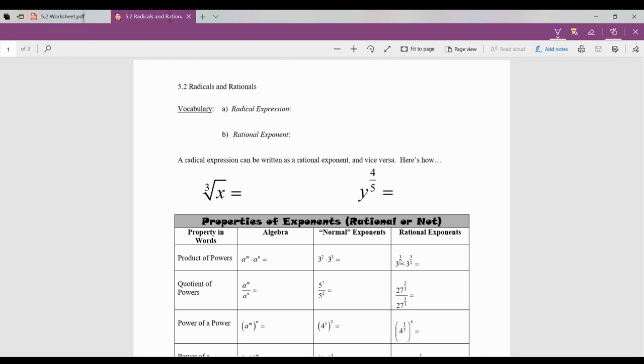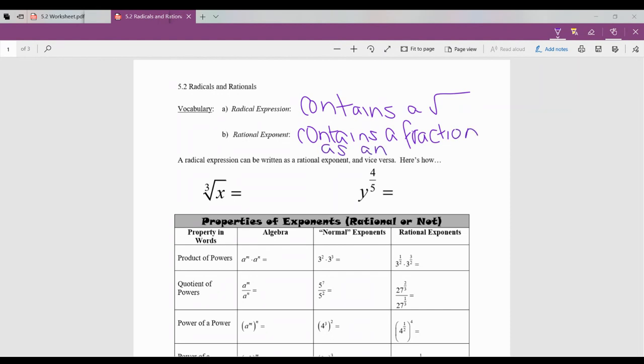Just to recap, a radical expression contains a radical or a root. Sometimes numbers go in that little nook right there. If it's a 3, it's a cube root. If it's a 4, it's the fourth root, and whatnot. A rational exponent contains a fraction as an exponent.